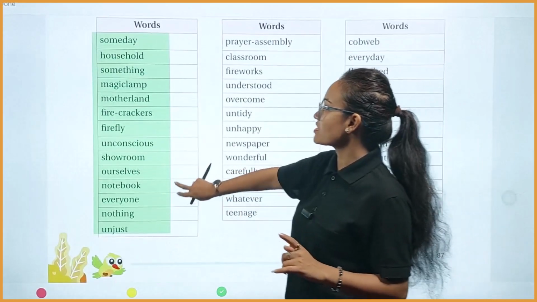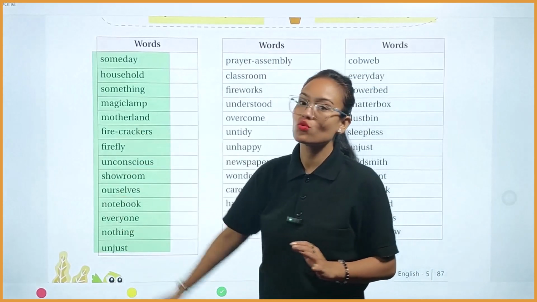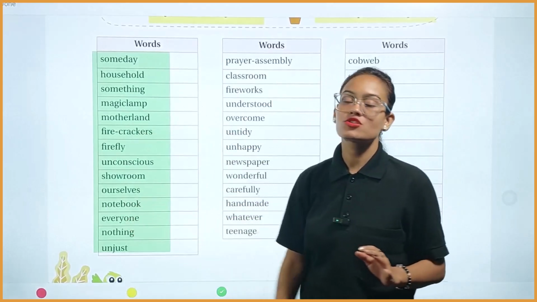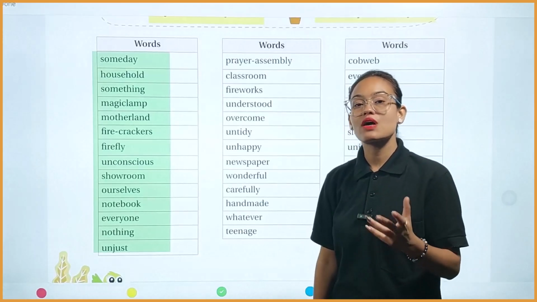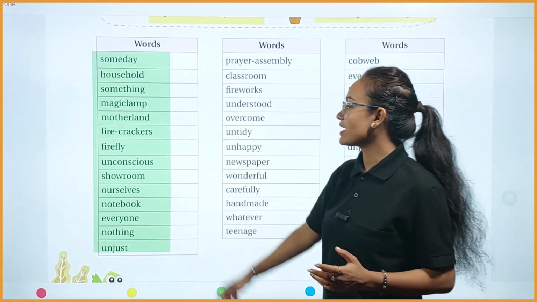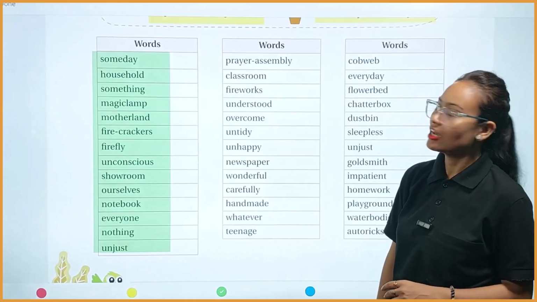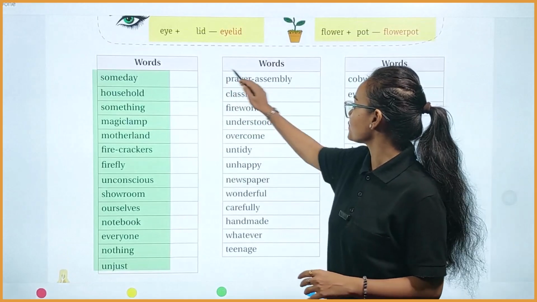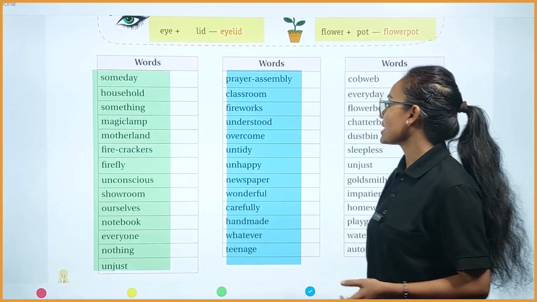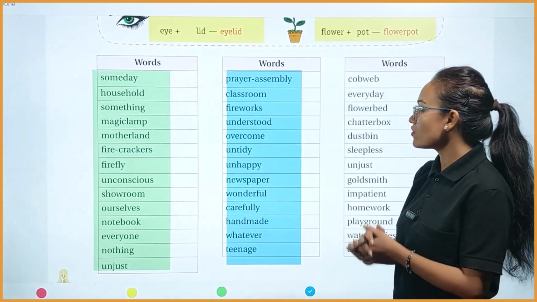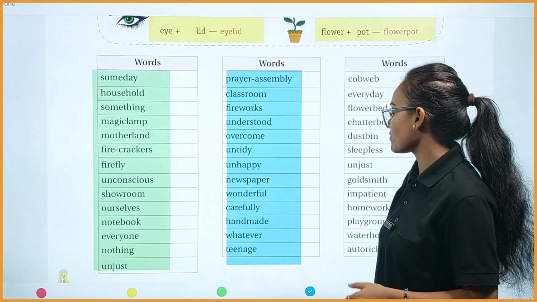One difference you can see is that there is a dash, a punctuation mark, between these two words. Why can we not see this dash in other words? Because sometimes among some compound words we also use punctuation marks. Then firefly, unconscious, showroom, ourself, notebook, everyone, nothing, unjust. Similarly, here you can see prayer assembly, and in this you can see a dash. Then classroom, firework, understood, overcome, untidy, unhappy, newspaper, wonderful, carefully, handmade, whatever, teenage.